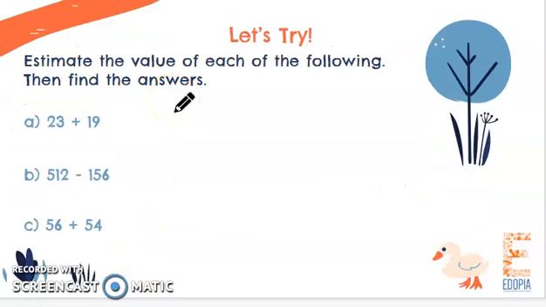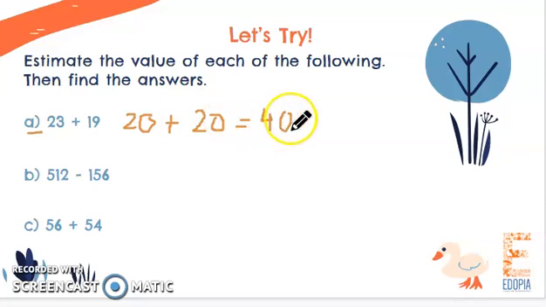Now let's try some more examples. Estimate the value of each of the following, then find the answers. In A part, I have 23 add 19. When I round off this 23 to the nearest tens, I get 20. How? Because the very next number to my target number is less than 5. This means I'm going to round down. The next number I have is 19. Now rounding 19, I get 20 again. How? Because the very next number to my target number was 9 this time. Now 9 is greater than 5. This means I'm going to round up. When I round up and round down my numbers, the value I get is 40 by adding them up.